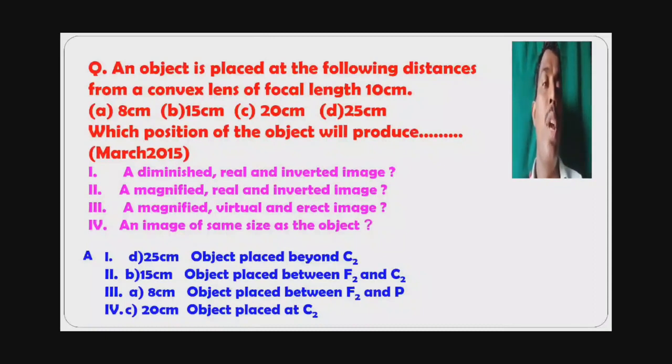Fourth one, an image of same size as the object. Same size image is formed when the object is placed at C2. Radius of curvature is 20 centimeters. That's why when the object is placed at 20 centimeters, the fourth answer is option C. In that case, it forms a same size, real and inverted image.